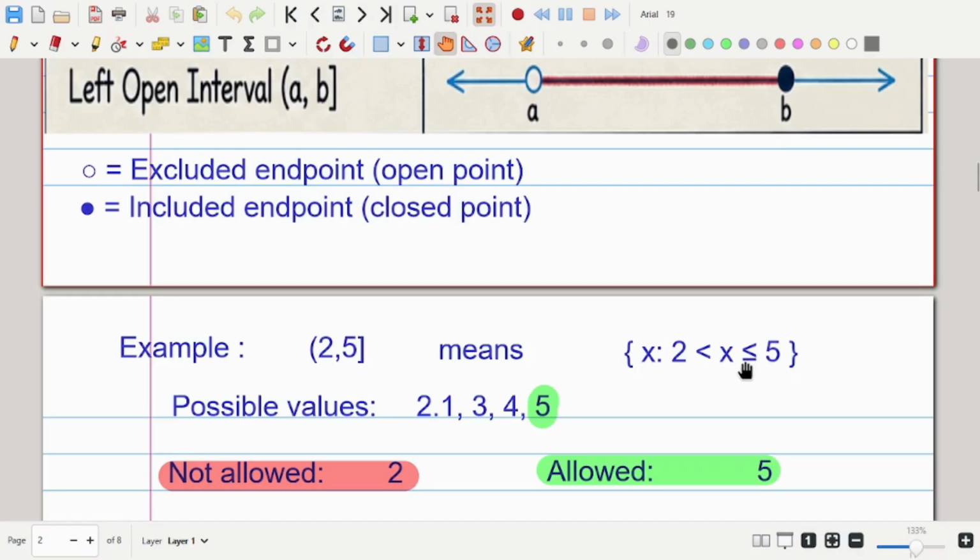We use the equality sign in a closed interval, that means a square bracket. So the possible values are 2.1, 3, 4, 5. On the left-hand side we have a round bracket. Round bracket means exclude, therefore 2 is not allowed. On the right-hand side we have a square bracket. Square bracket means closed, so 5 is allowed.